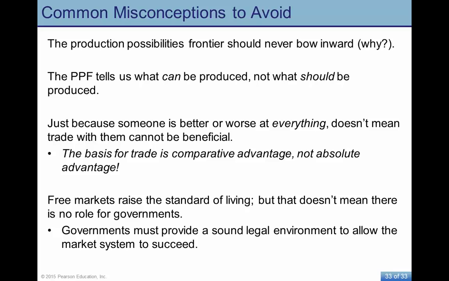So, in this chapter, we learnt about production possibility frontiers, we learnt about gains from trade, and we learnt about the circular flow model and the market economy.